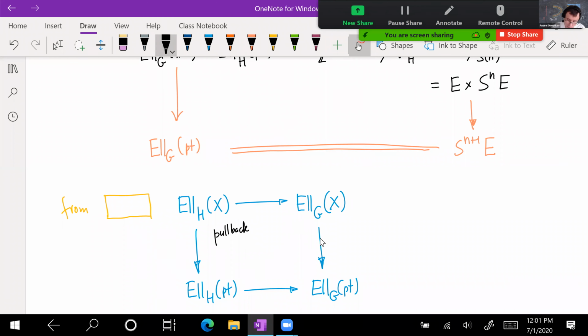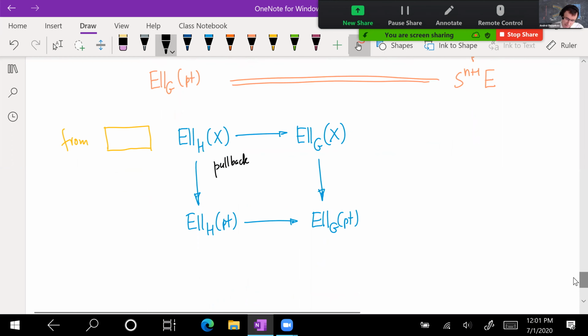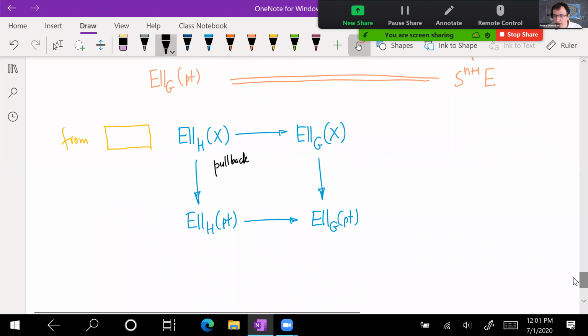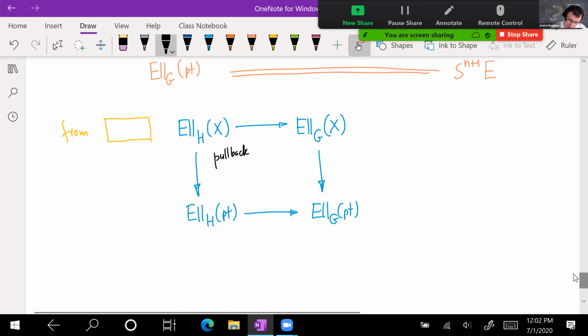So this corner is a pullback of that. And you think, well, it's got to be obvious. But again, this is one of those things where you don't appreciate how deep the fact is until you realize it's false. I mean, it's false in some slightly more generality. It's generally not true.